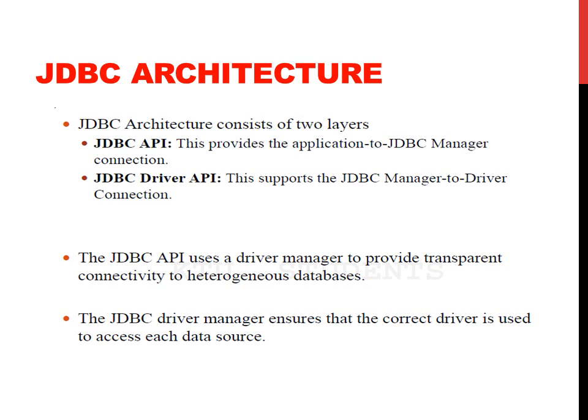So we can say JDBC architecture consists of 2 layers. First one is JDBC API. Second one is JDBC driver API. JDBC API will provide communication between the application and the JDBC manager. That is, it provides the Java application to JDBC manager connection. JDBC driver API supports the manager to driver connection. So JDBC API uses the driver manager to provide transparent connectivity to heterogeneous databases.